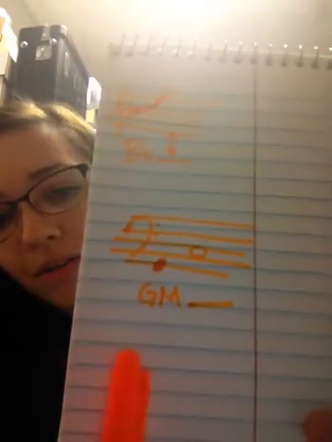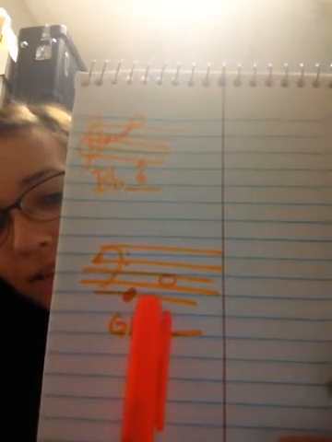So let's find a G. We're going to go to the low one, because it's pretty close. There we go, we have our G. And then we fill in every line and space going up to that C.